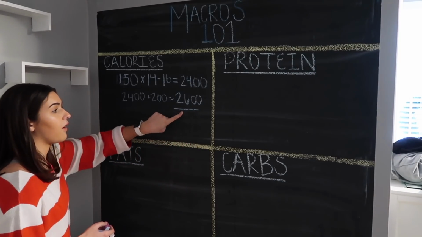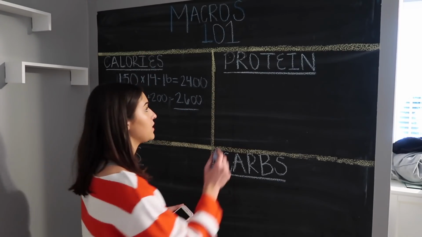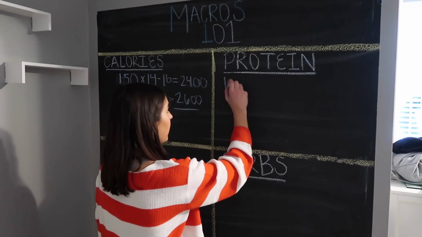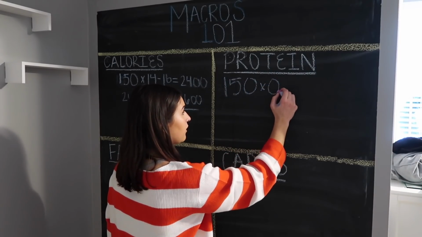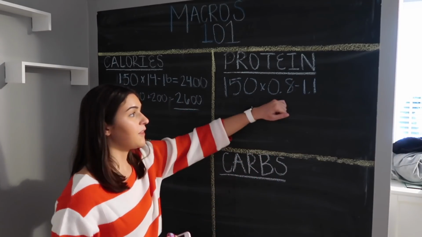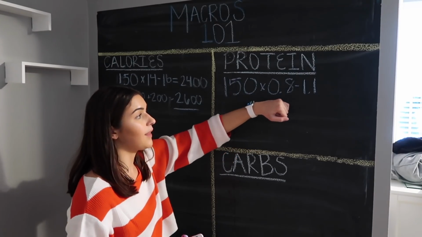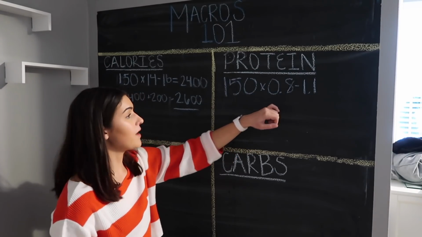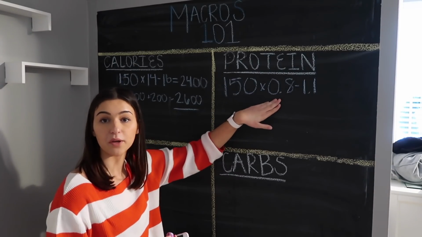So now that we have our calories, we're going to move on to protein. And for protein, we're going to take our body weight, 150 pounds, and you're going to multiply it by anywhere from 0.8 to 1.1. Same thing here, we have a range because it differs for each person. If you're a little bit less lean, you don't have so much muscle mass, you're going to go with 0.8 because you don't need as much protein to maintain or build muscle.